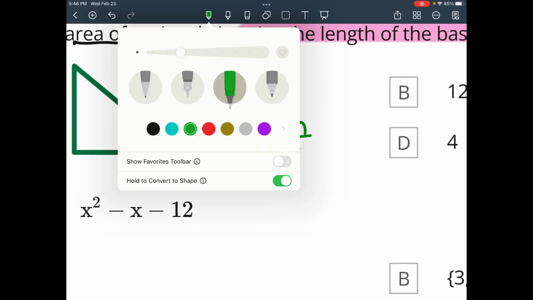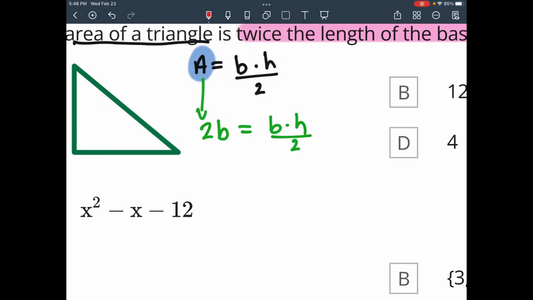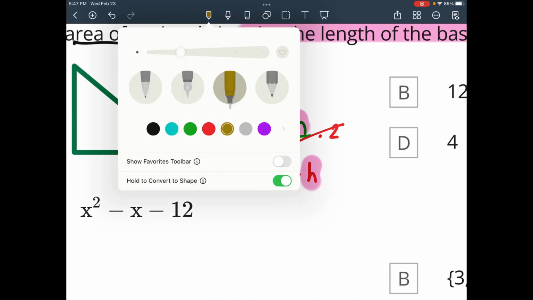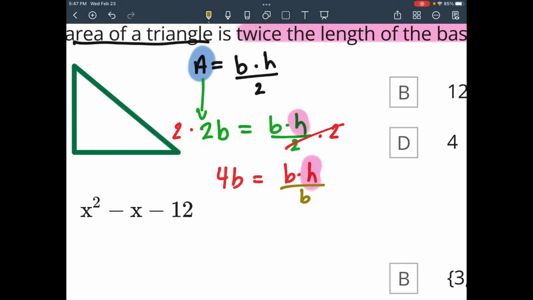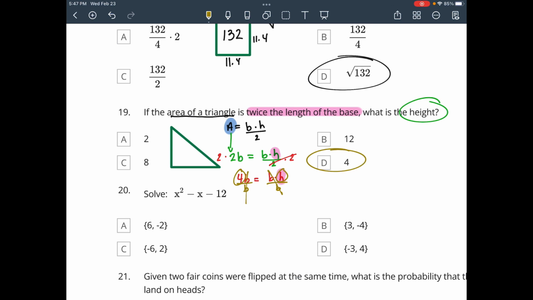I don't want this fraction here, so times 2 to both sides. 2 times 2b is 4b, and that's equal to base times height. But we're looking for the height, so I'm going to divide by b. Both of those b's cancel, and the only thing left over is 4. So 4 is equal to h. The answer is 4. That's a great question.